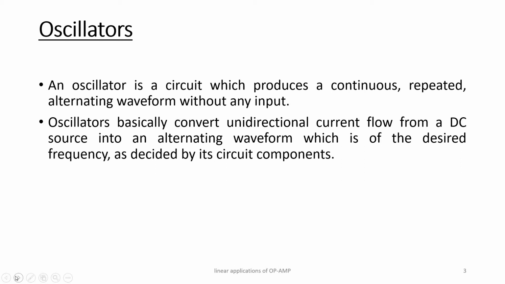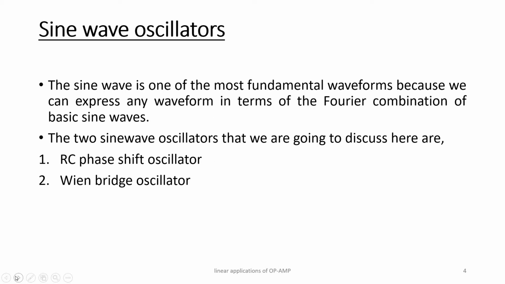An oscillator is a circuit which produces a continuous, repeated alternating waveform without any input. Oscillators basically convert unidirectional current flow from a DC source into an alternating waveform of the desired frequency as decided by the circuit components.